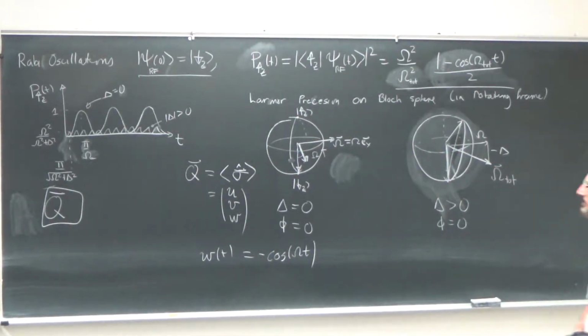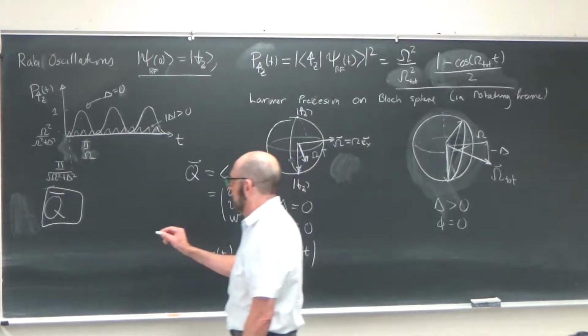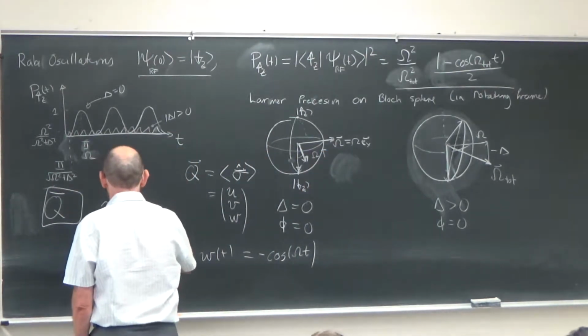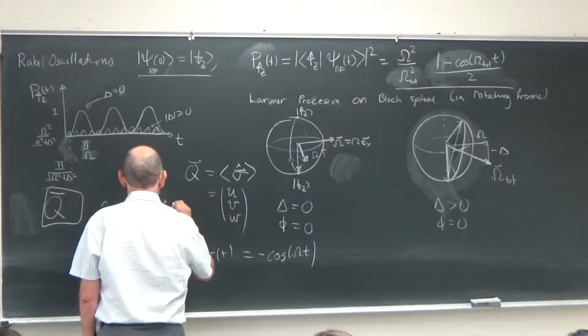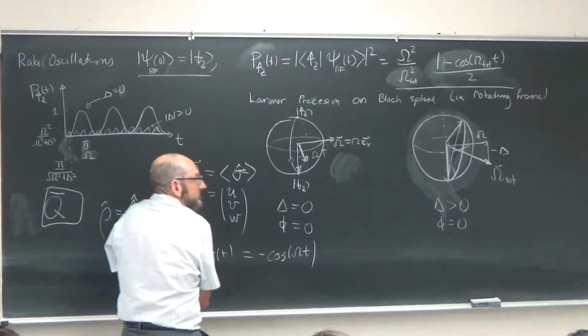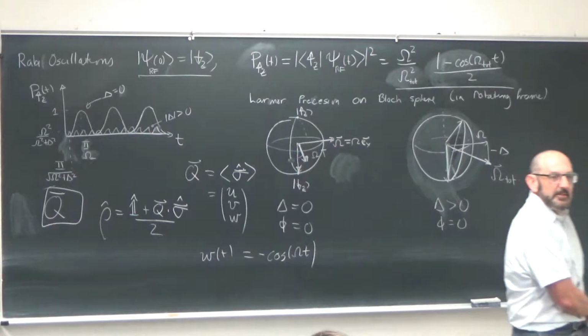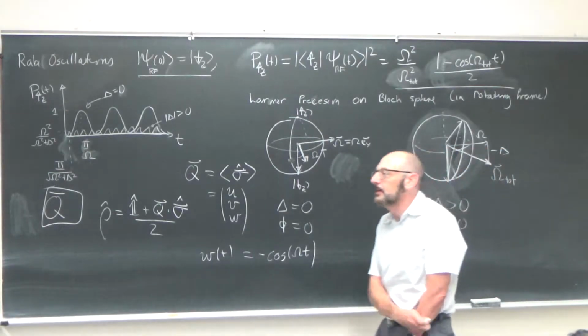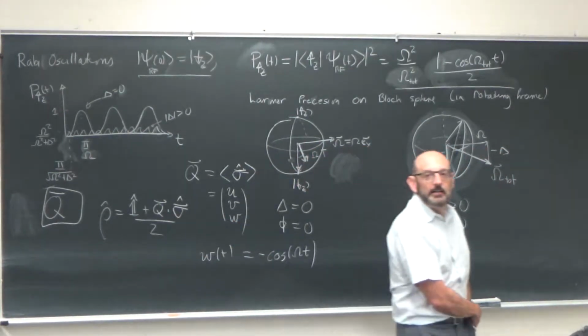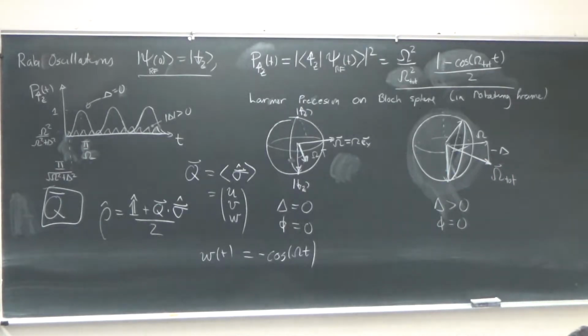Some vector has identity plus u times the sigma vector, over 2. Okay? So now, I ask you the following question. What is the probability to be in the excited state, and how is that related to the component of the Bloch vector?